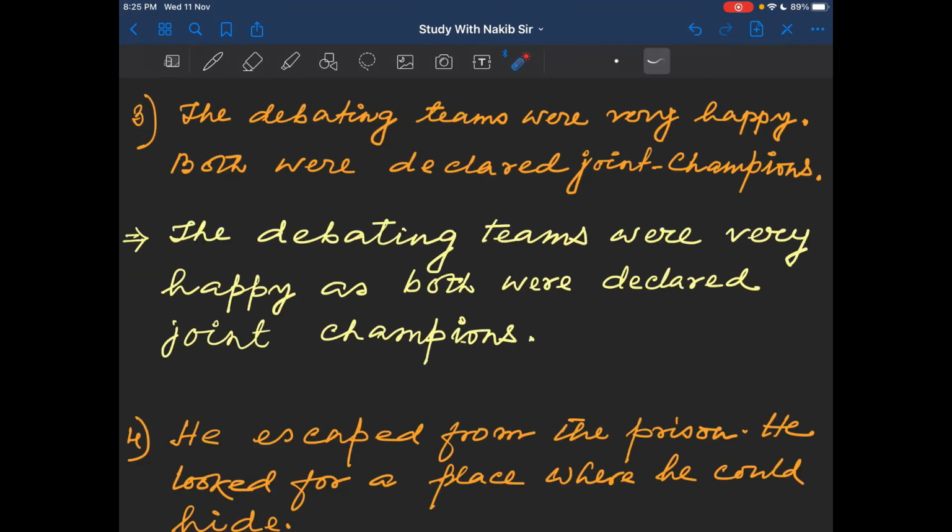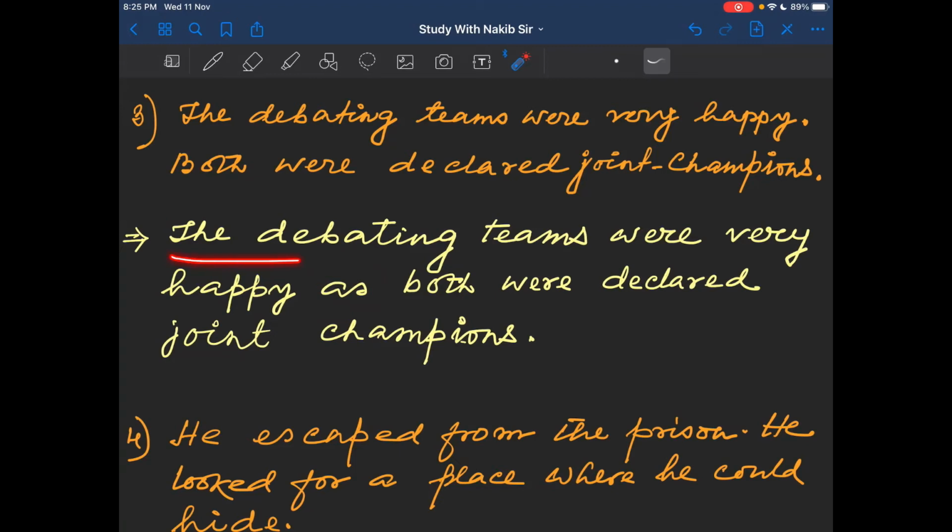Now see the third question. The debating teams were very happy. Both were declared joint champions. Find out the relation between them. The first sentence is saying the debating teams were very happy. And the second sentence is saying both were declared joint champions. So this one is the effect and this one is the cause. When they are related with this cause-effect relation, you can use as or because as the conjunction. Okay, as or because as your conjunction to join them.